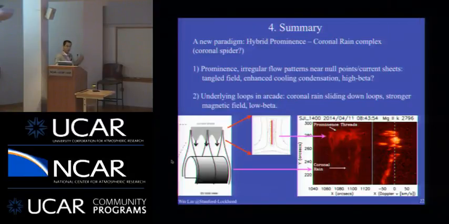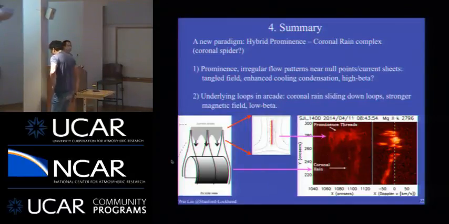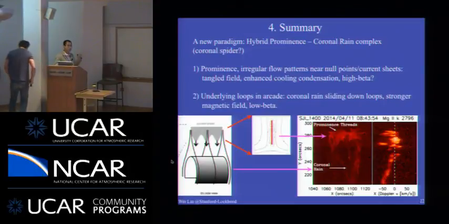For coronal rain, the material ends up on loops of high magnetic field strength, probably in a low-beta situation, so the material can be guided by the field and has a well-defined path. For prominence material, it is likely in the neighborhood of null points or maybe current sheets, so that provides some sort of environment for, first of all, cooling condensation and also their flow pattern.